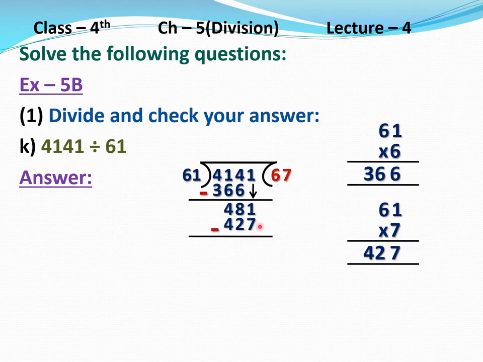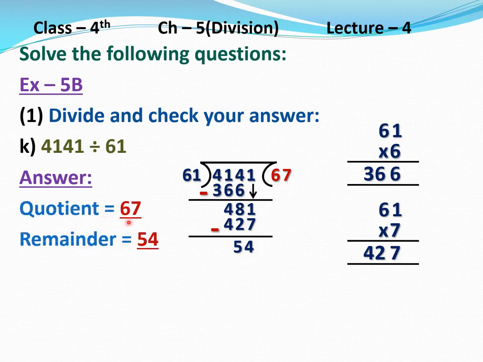Now we will do subtraction. See, 1 minus 7 is not possible. So we will borrow from this 8. This 8 will become 7 and this 1 will become 11. 11 minus 7, 4 and 7 minus 2, 5. Okay, quotient is 67 and remainder is 54. Write down quotient equal to 67 and remainder equal to 54. And now we will check our answer. Clear?